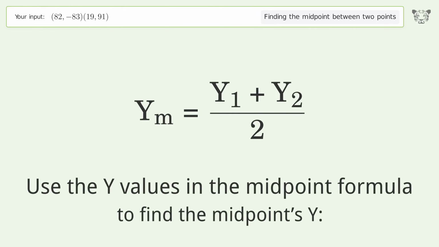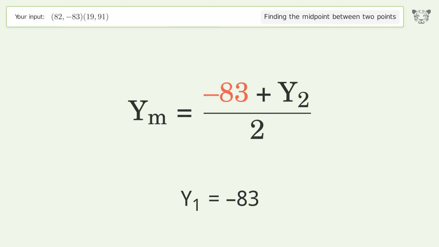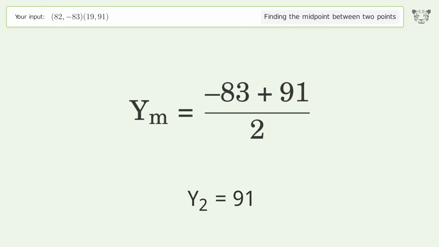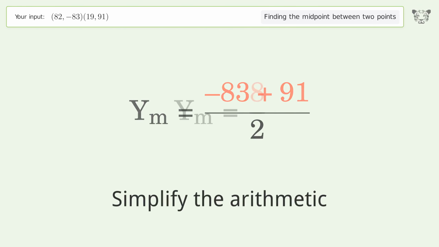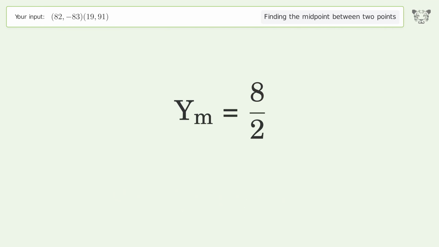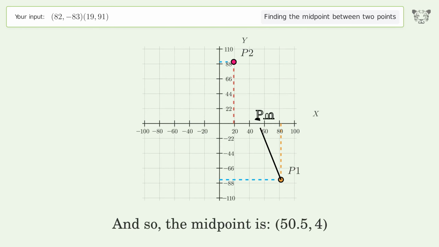Use the y values in the midpoint formula to find the midpoint's y. y1 equals negative 83. y2 equals 91. Simplify the arithmetic. And so, the midpoint is 50.54.